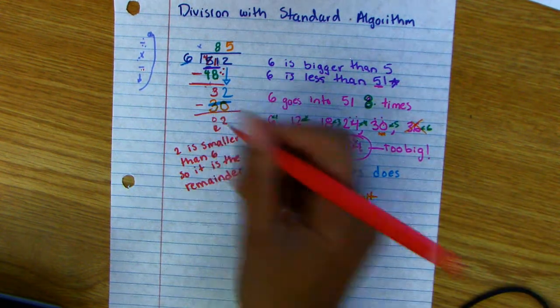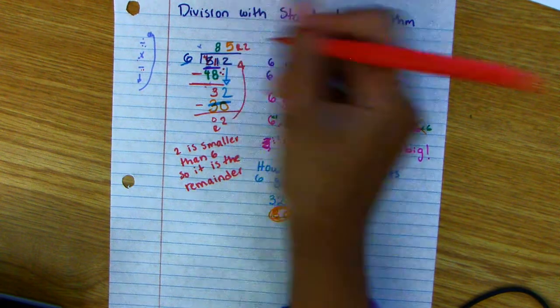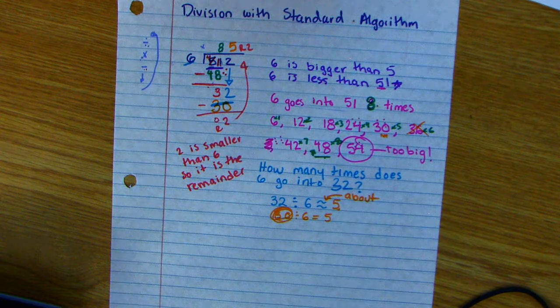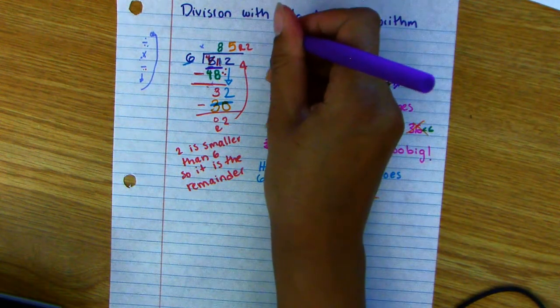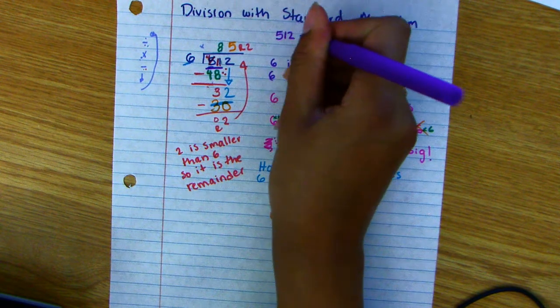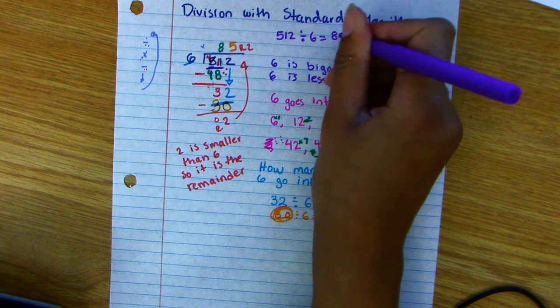So now to finish off the problem, we're going to write our remainder at the top, and we have 85 remainder 2 as our answer. It's always a good idea to rewrite your problem with your final answer at the top so whoever is grading your work can see it.